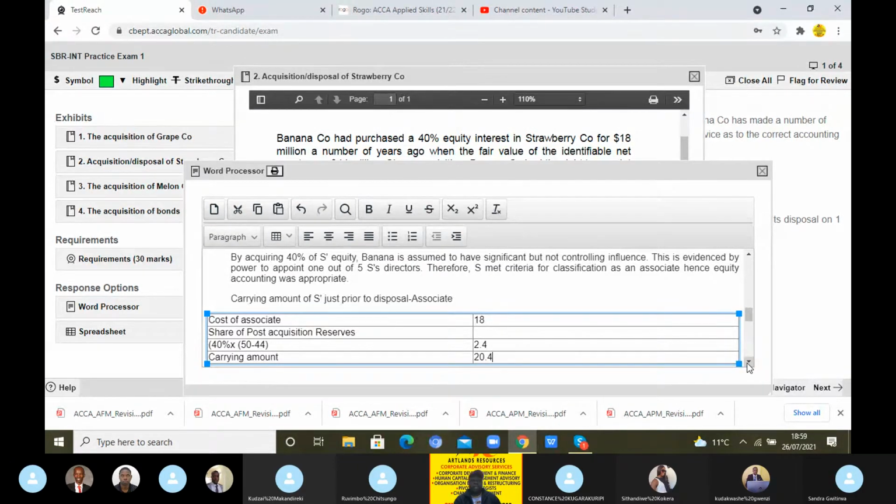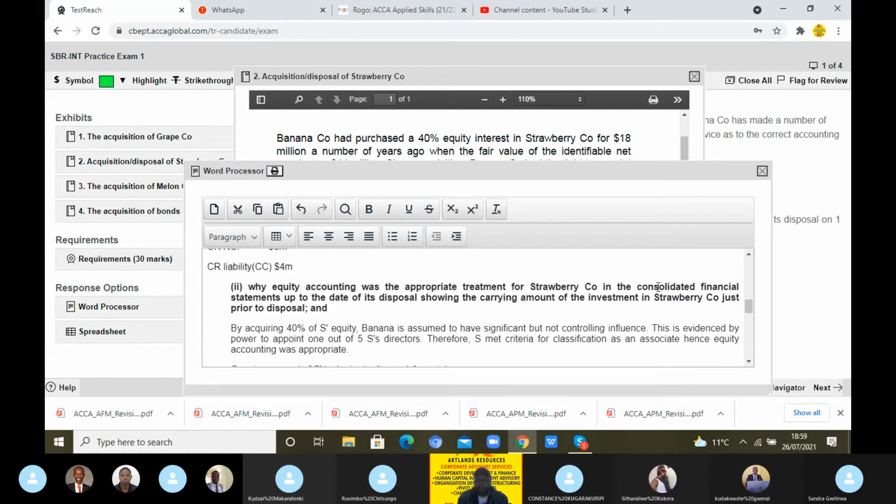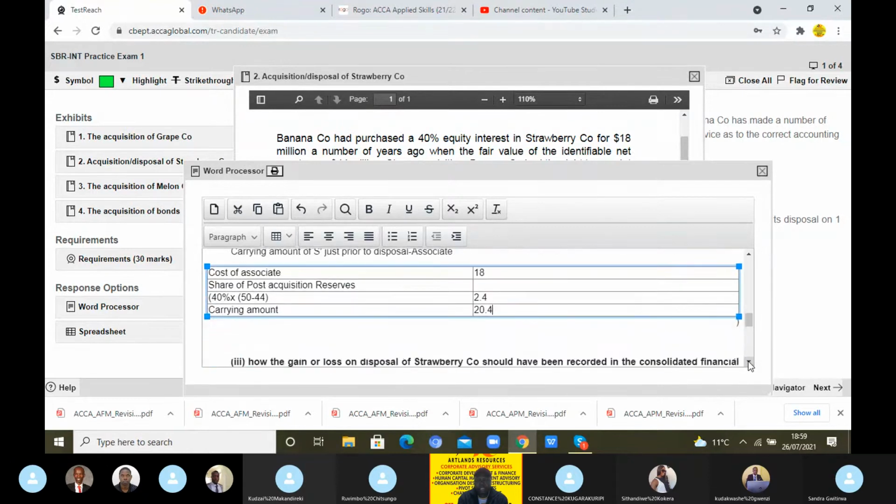That's what they want. And then what else is required in the question? And then they're saying, showing carrying amount of the associate. Okay, so that's the carrying amount. So we are done with these 4 marks. It was just 4 marks, so it's done here.